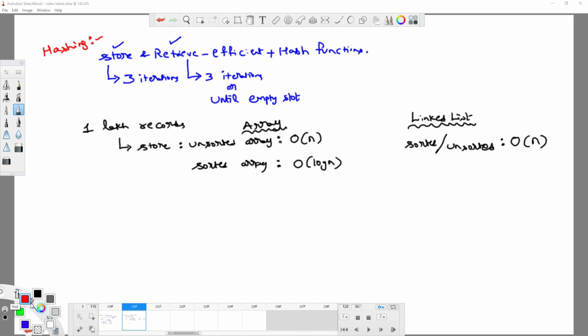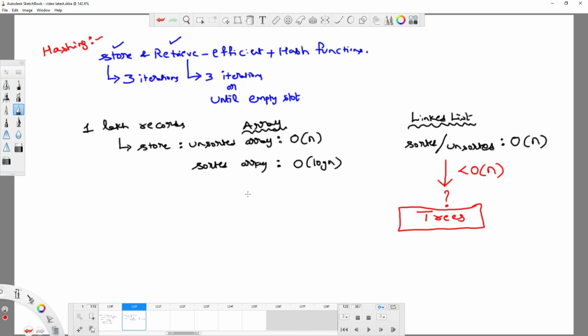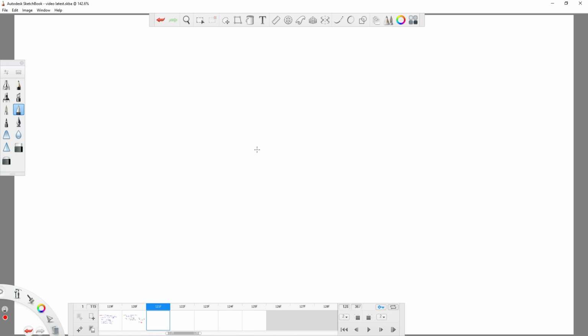Now the question is, do we have any solution which will definitely get a time complexity of less than big O of n? The solution for that is trying to represent your data in tree format. Sir, what is happening in trees? In general, if you take real world data, so far in which format are you trying to store the data?